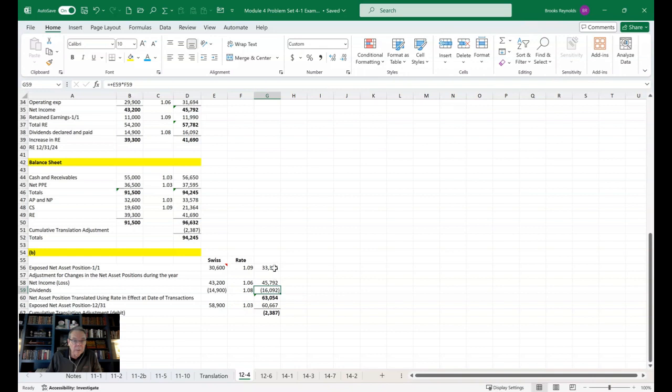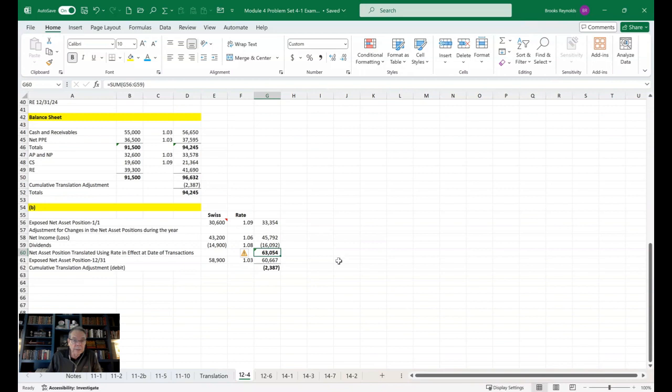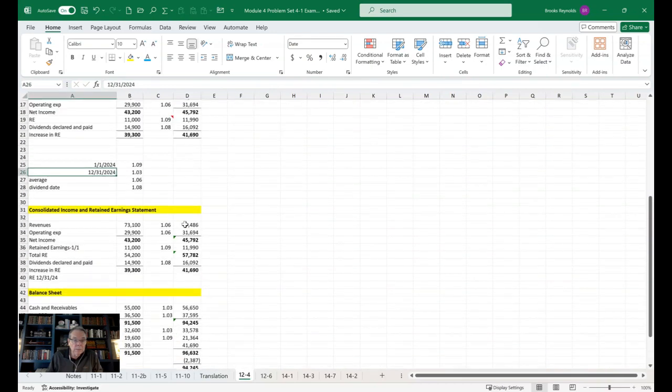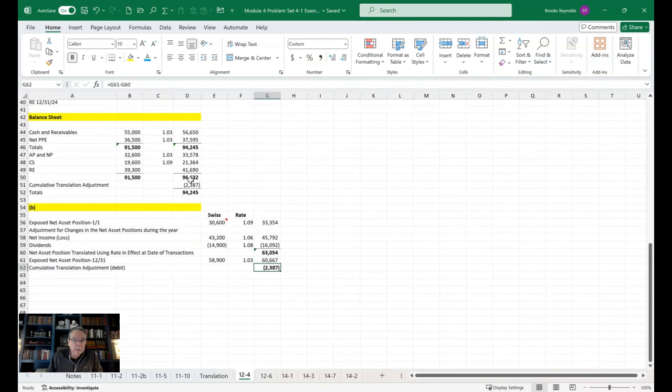So we add these together: the exposed net asset position on 1.1, which again is why we use the 109; the net income, which is the average for the year; the dividends, it's the dividend declaration date, that's 1692. So the net asset position translated using rate and effect at date of transactions is 63. Exposed net asset position on 12/31. Okay, so that's going to be 58 times 1203, which is the date on 12/31. And then that agrees to the cumulative translation adjustment.